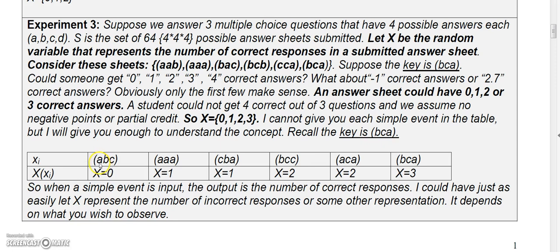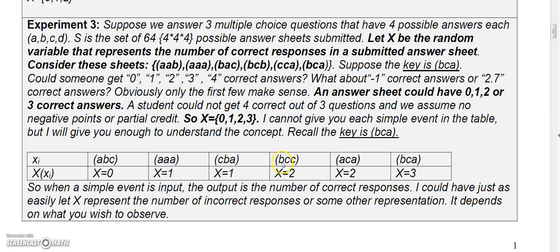If you turned in the answer sheet ABC, since the key is BCA, you would get none of those correct. If you turned in the answer sheet AAA, then you would have gotten the last one correct, so that would have given you 1 for X. If you do CBA, same thing. You got the last one correct, so you would have gotten 1.